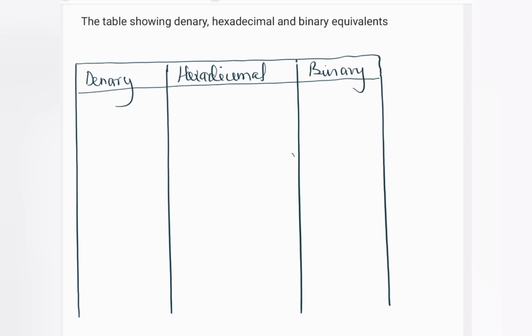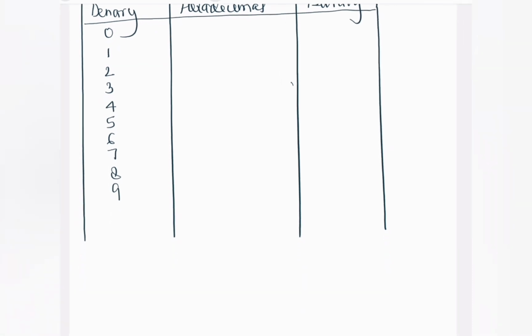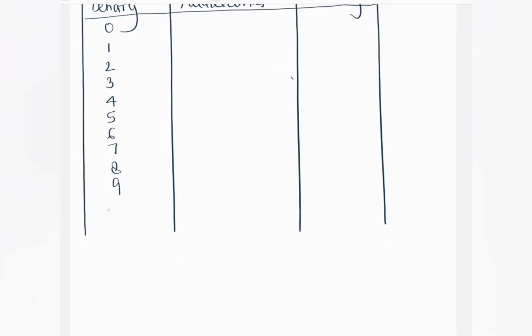So let's get started. For hexadecimal, we need the 16 digits. So let's write the 16 digits in terms of denary. It's 0, 1, 2, 3, 4, 5, 6, 7, 8 and 9. Until 9, there's no issue. We need to continue writing in denary the digits further: 10, 11, 12, 13, 14 and 15. Let me make this a little bit longer to complete the table.